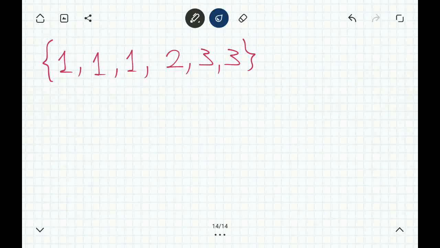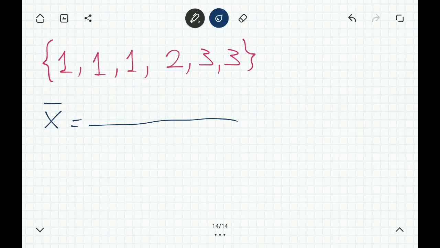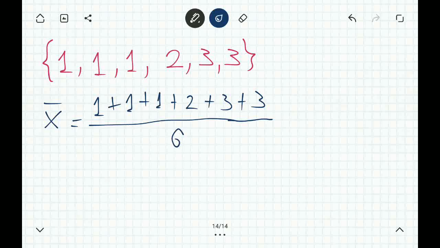Suppose you have data that looks like this, and you want to find the mean value. One way to approach it is just using the formula we all know, which is adding up all the numbers: 1 plus 1 plus 1 plus 2 plus 3 plus 3, divided by 6. So that's 11 over 6.